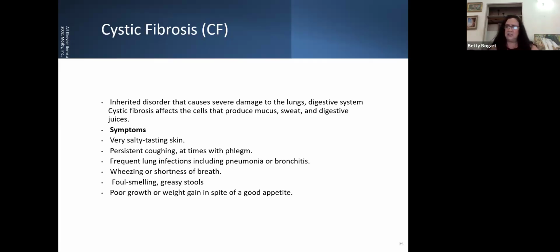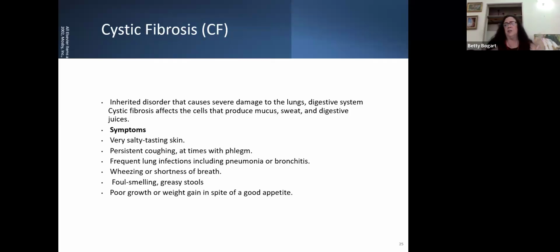And then the third thing is the pancreas does not secrete the enzyme that the child needs to digest fat. So these children don't digest fat. So the fat goes in and goes out the other end. So what are you going to see? Salty skin. And I'm not telling you to, but if you were to lick the skin on a child with cystic fibrosis, you would taste sodium. I mean, it's salty, okay?